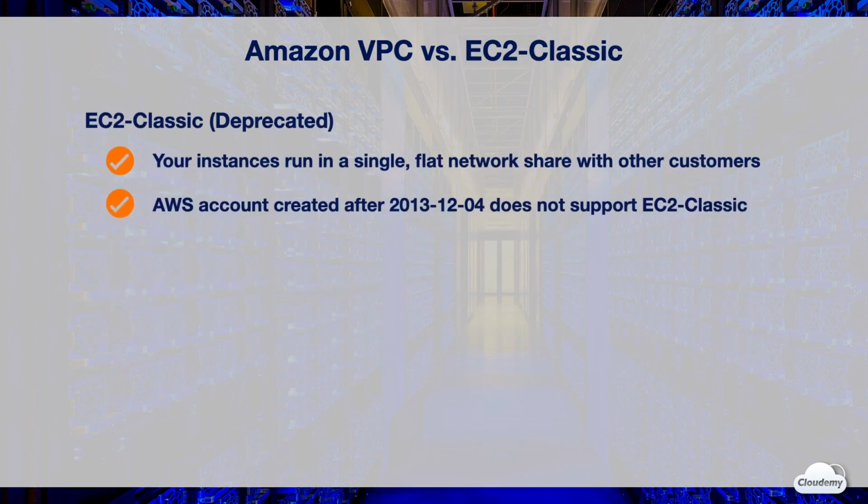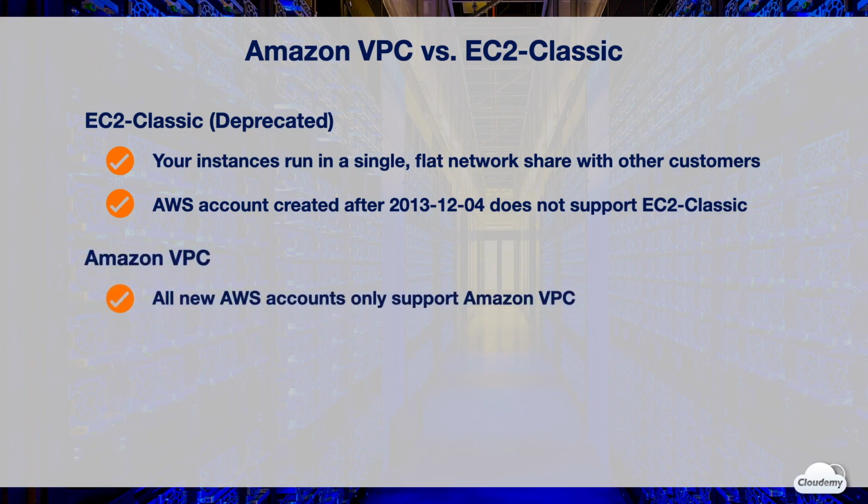You might have heard of EC2 Classic before. EC2 Classic platform was introduced in the original release of Amazon EC2. However, it is replaced by Amazon VPC. With EC2 Classic, your instances run in a single, flat network that you share with other customers. With Amazon VPC, your instances run in a virtual private cloud logically isolated from other AWS accounts. For all new AWS accounts created after December 2, 2013, AWS doesn't support EC2 Classic, so you must launch your Amazon EC2 instances in a VPC. All new AWS accounts only support Amazon VPC.